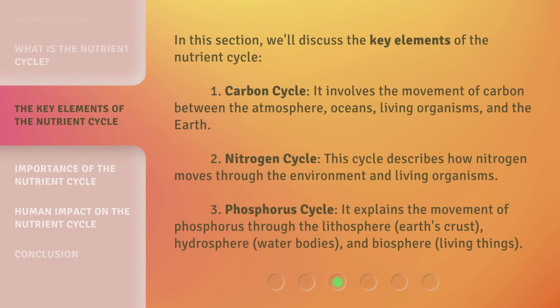In this section, we'll discuss the key elements of the nutrient cycle. 1. Carbon cycle. It involves the movement of carbon between the atmosphere, oceans, living organisms, and the Earth. 2. Nitrogen cycle. This cycle describes how nitrogen moves through the environment and living organisms. 3. Phosphorus cycle. It explains the movement of phosphorus through the lithosphere, Earth's crust, hydrosphere, water bodies, and biosphere, living things.